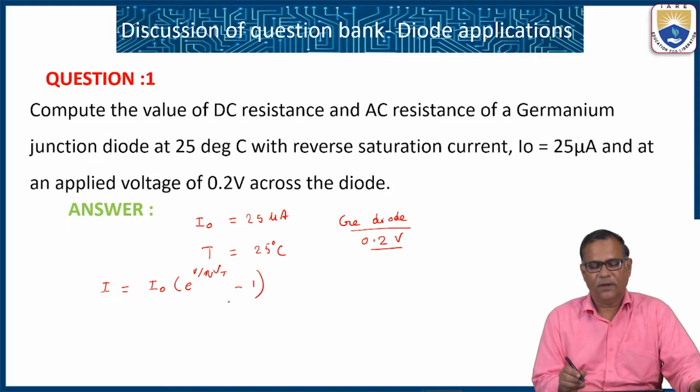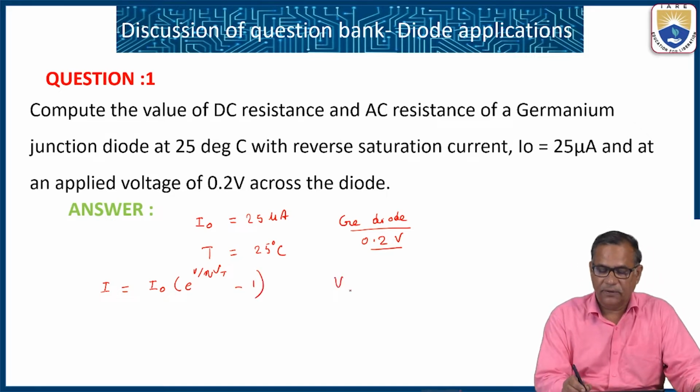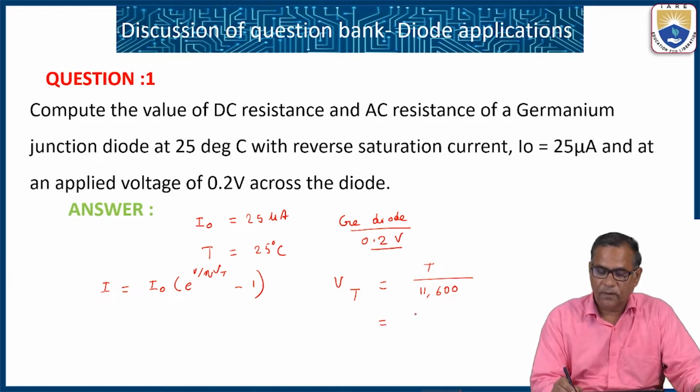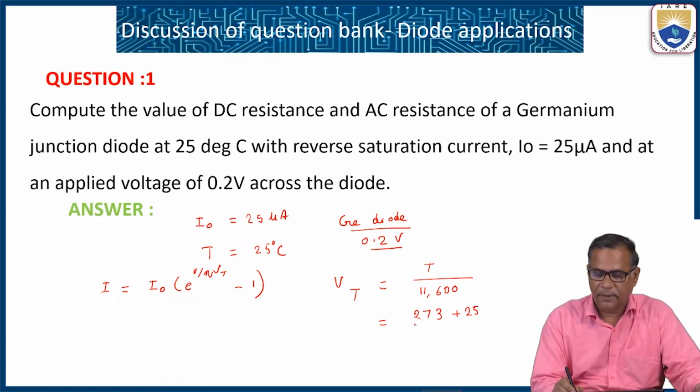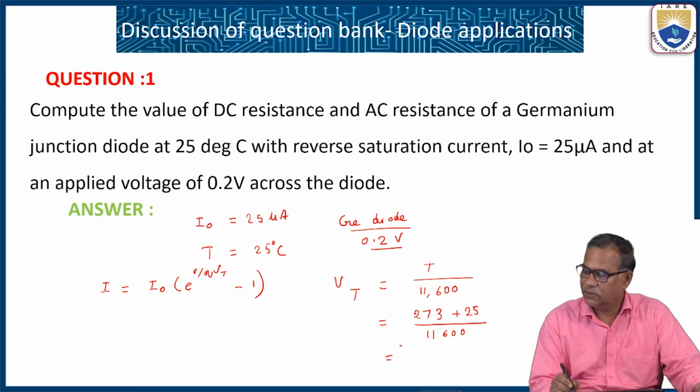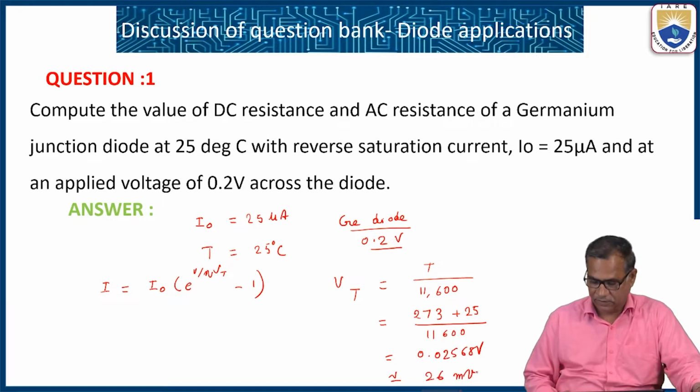First, let us find out the value of Vt. Vt is equal to T by 11,600. What is T? T is the temperature in degrees Kelvin. So, 273 we have to add to 25 to get the temperature in Kelvin, divided by 11,600. So this works out to be 0.02568 volts. So this is approximately 26 millivolts.